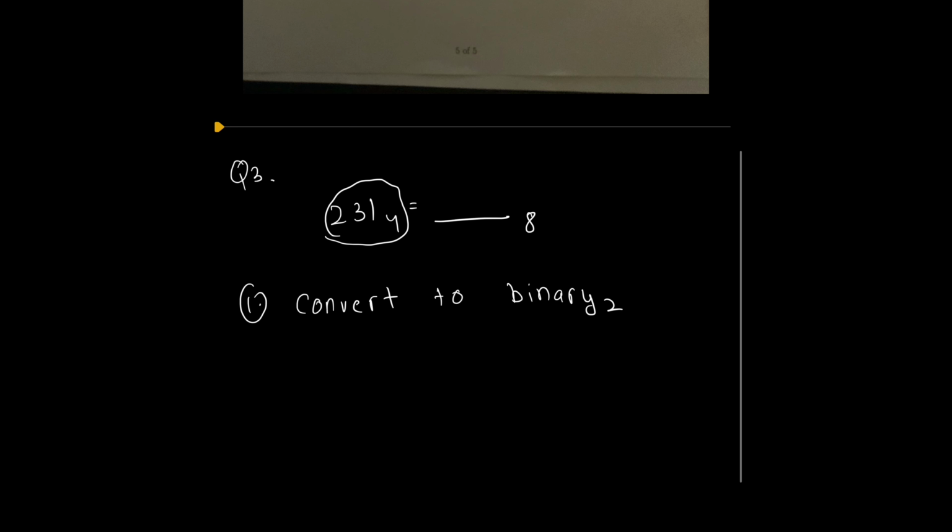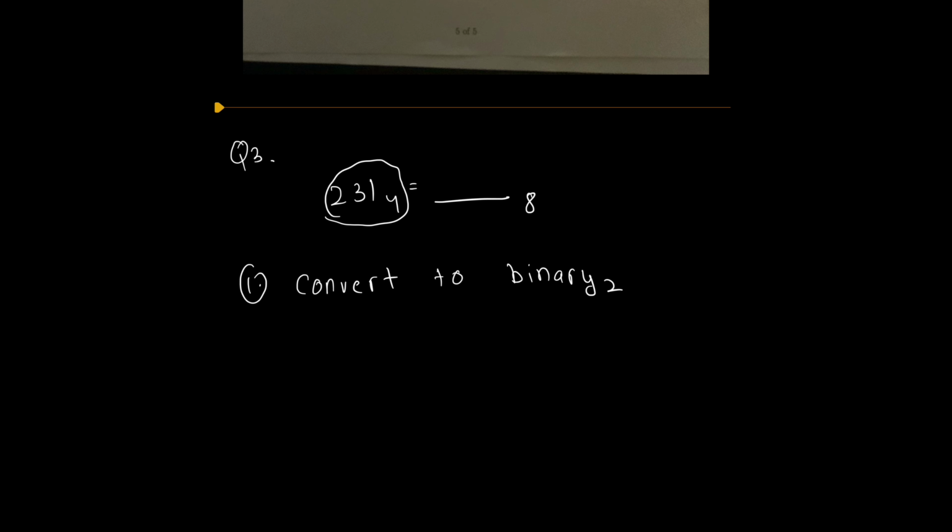How to convert a number to base 2 is pretty simple. I'll just write the numbers one by one. So it'll be 2, 3, 1. 1 in binary is just 0 and 1, right? 3 in binary is just 1 and 1. And 2 in binary is just 0 and 1.